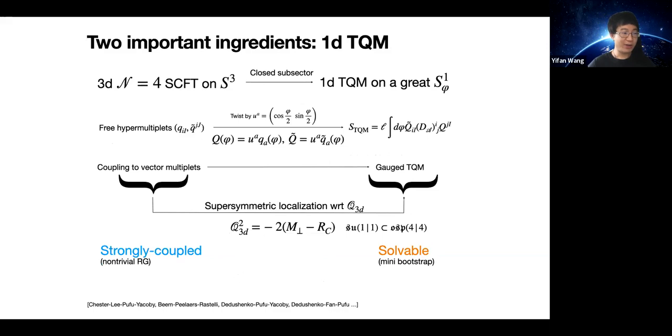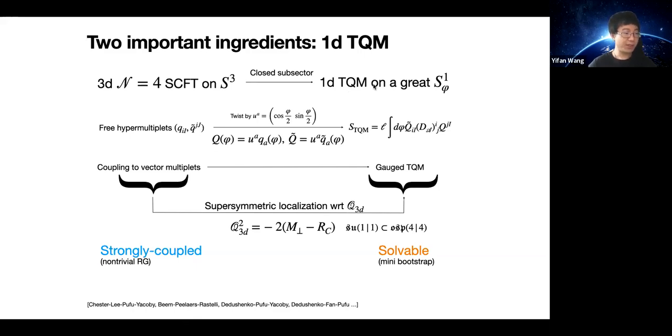Okay, so I was just going to start to describe another similar parallel story, but one that happens in 3D superconformal field theories with N=4 supersymmetry. In that case, it was discovered by these authors that there's a 1D topological sector that lives on a great S1 inside S3. So once again, this is some closed subsector of the 3D theory in the sense that the operator product expansion closes among themselves in this 1D sector, and it's conveniently described by some topological quantum mechanics.